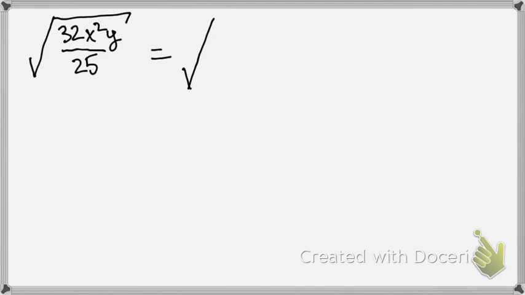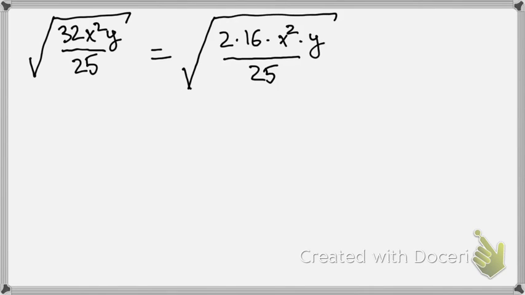32 is not a square of an integer, but we can represent this as 2 times 16, and 16 is a perfect square because it is a square of 4. We also have a square of x, which is a perfect square, and we have a y, which is not a perfect square. At the bottom, we have 25, which is, as a matter of fact, a perfect square because it is a square of 5.